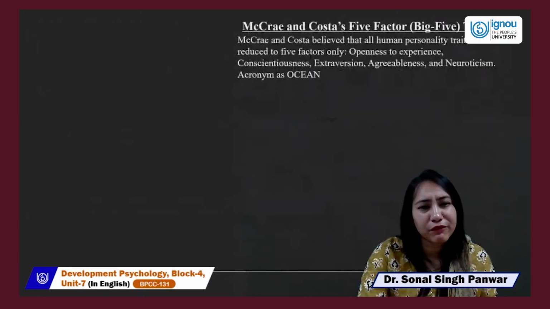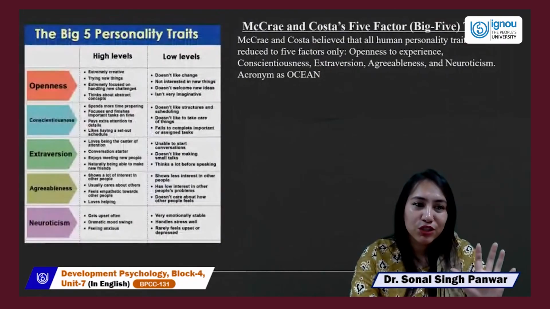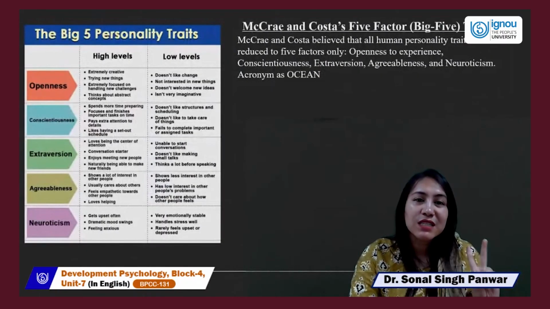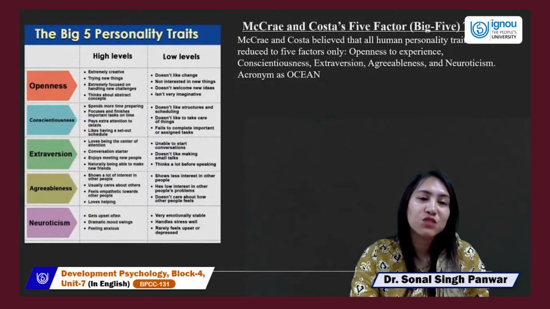And then there was the Big Five factor theory given by McCrae and Costa, which stated that we have a five factor theory, which was also called OCEAN. And it was openness to experience, conscientiousness, extroversion, agreeableness, and neuroticism. So these were the five.